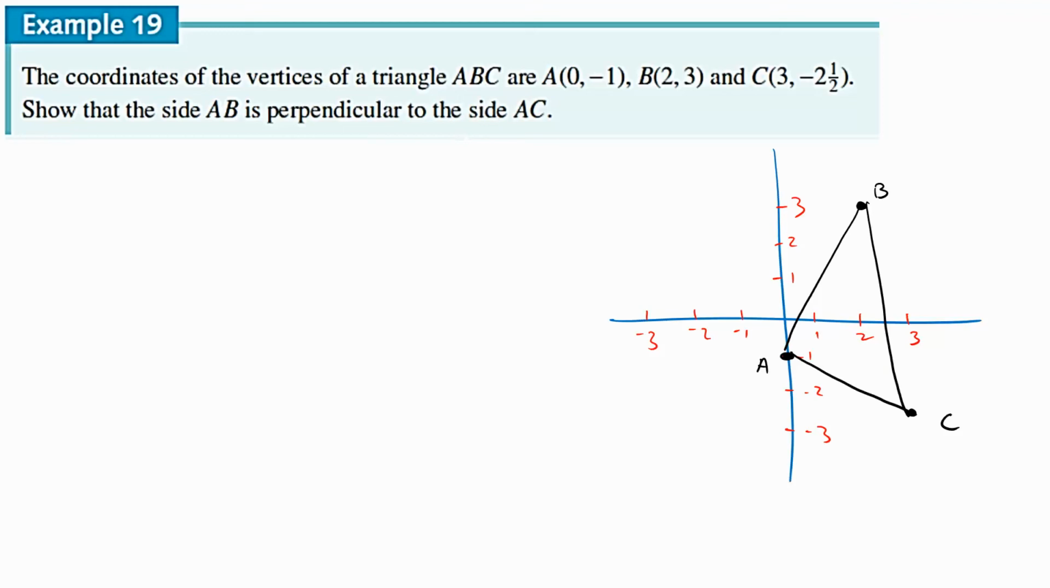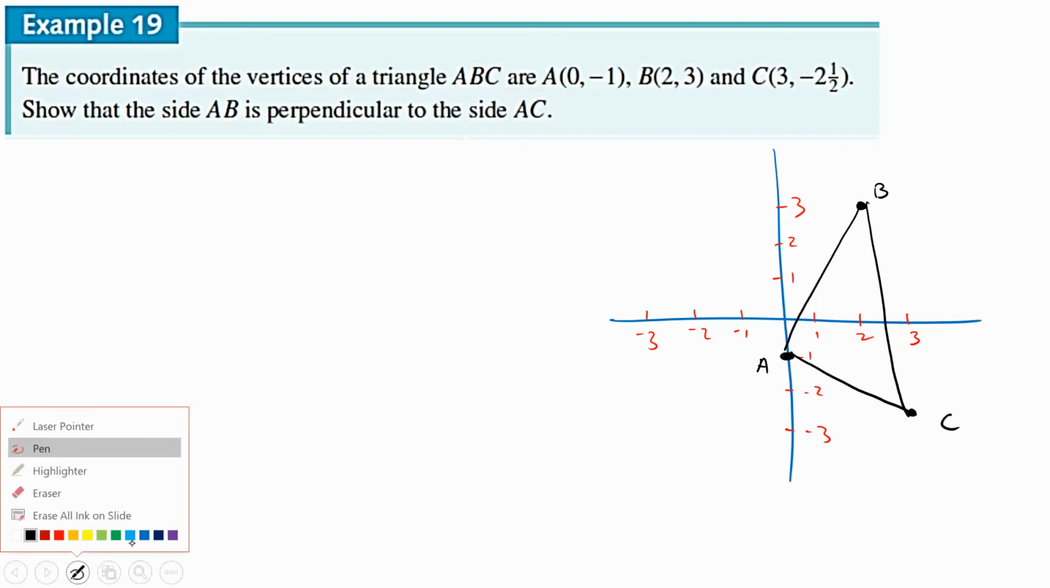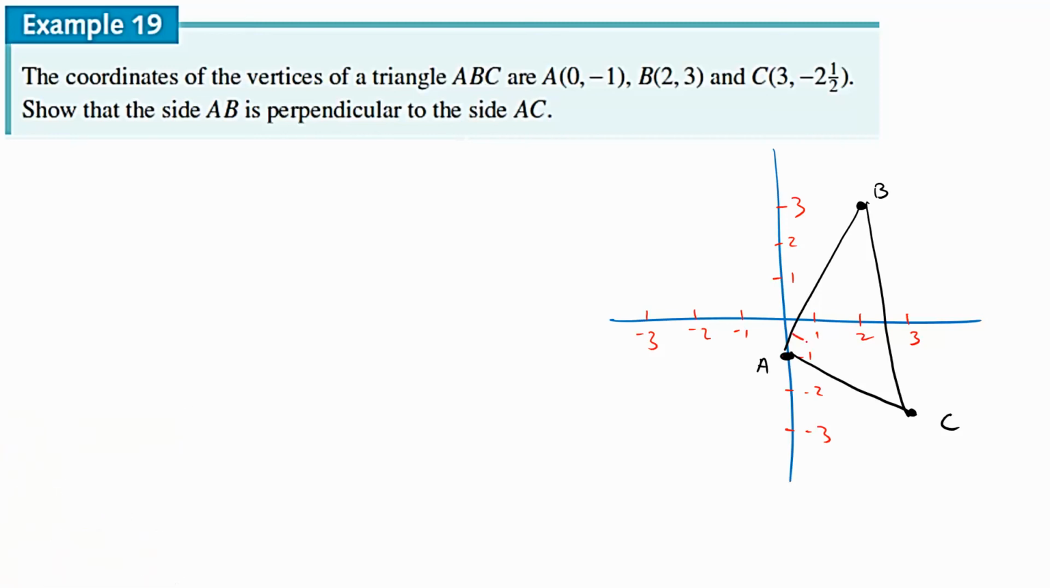Now apparently, AB is perpendicular to AC. So what they're trying to say is this is perpendicular, it's a right angle. So this is AB, this is AC, and it should make a 90-degree angle. So the only way to prove that is you need to first find the equation of the line AB. You need to know what the equation of line AB is.